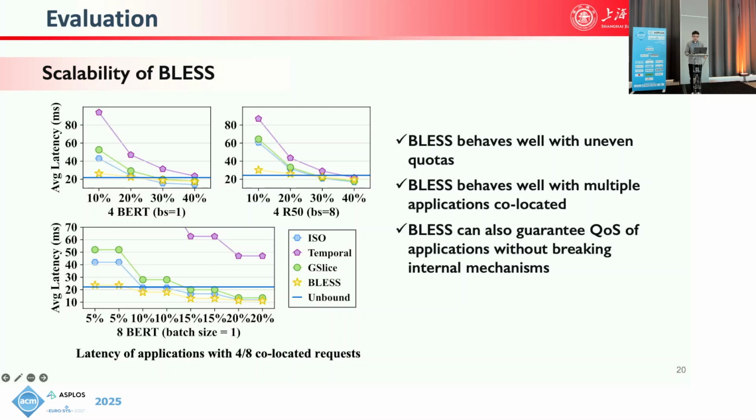BLAS demonstrates excellent scalability, performing well in scenarios with uneven quotas and when more than 2 applications are co-located. For example, it handles cases with 4 or even 8 co-located applications effectively. Additionally, BLAS can guarantee the quality of service for applications without disrupting internal mechanisms, simply by adjusting parameters in the scheduling algorithm.